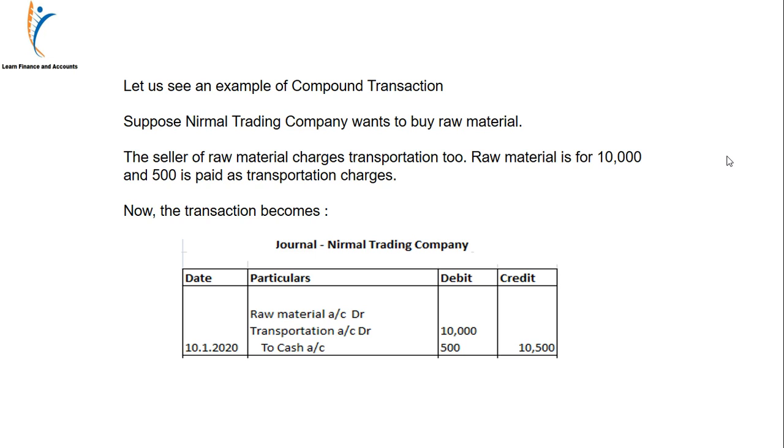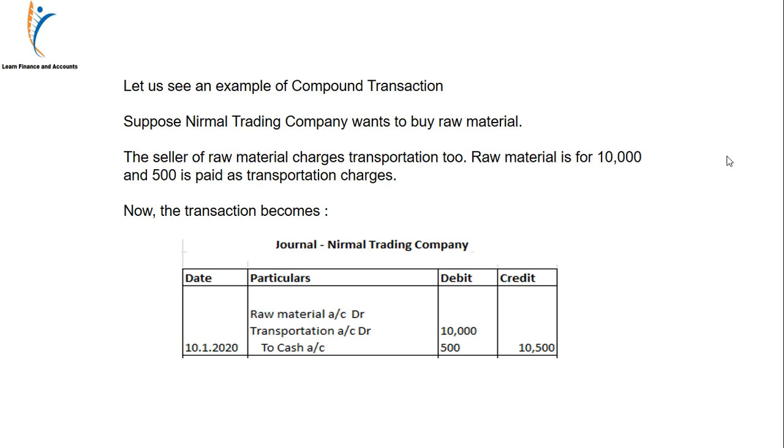Seller says, if you want raw material to be sent to your factory, then I will have to engage a truck, and for engaging that truck, I will have to pay 500 rupees to him. So give me 10,500 cash. I will send you raw material of 10,000. 500 will be charges. So this transaction is a compound transaction. It has more than two accounts.